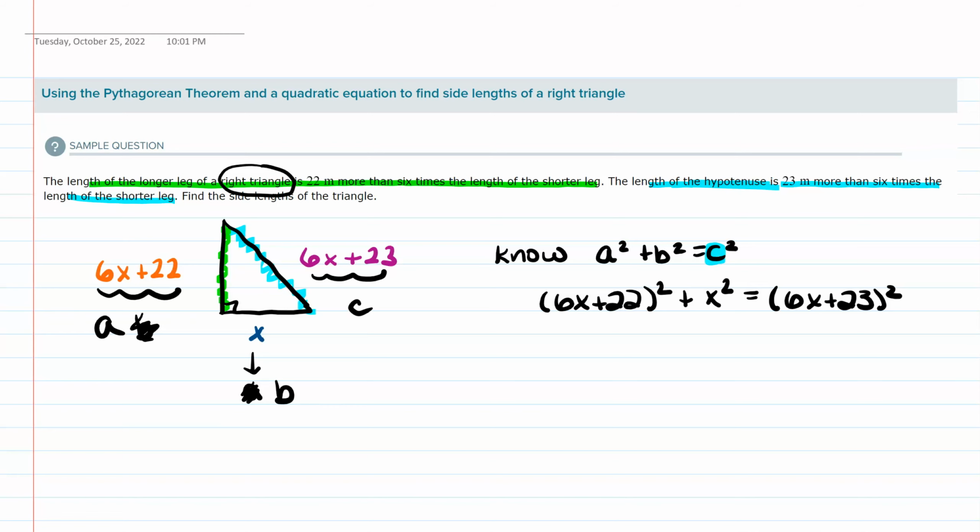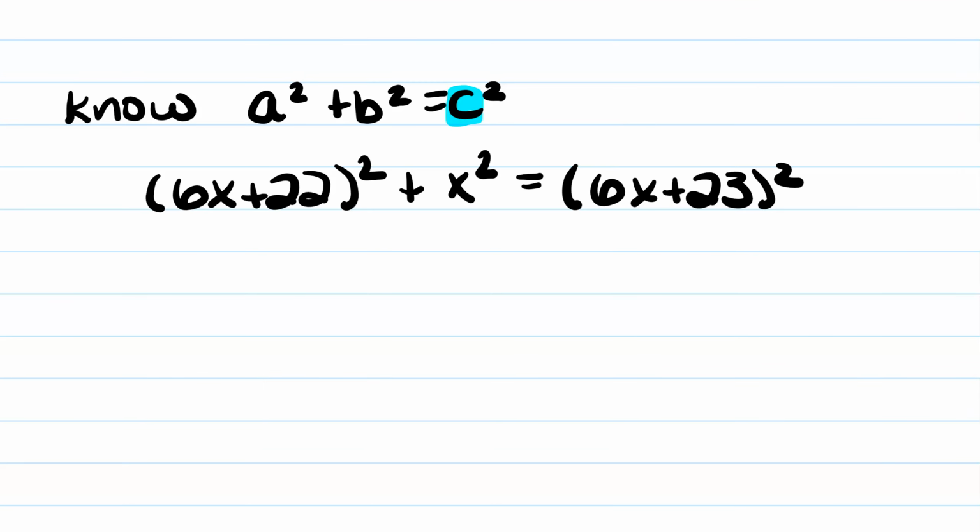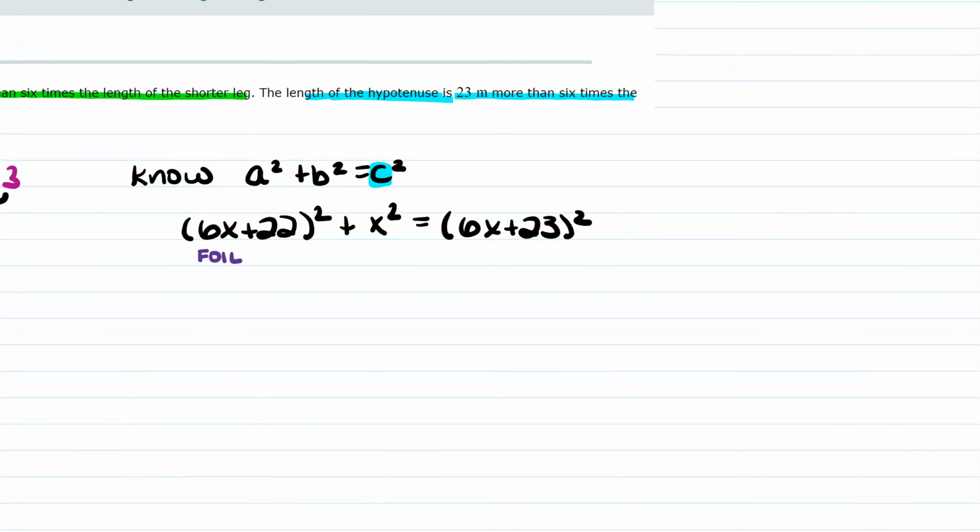All right, so now we have just one single equation and the only variable is x. So we're going to have to solve for x, but the problem is there's lots of squares and those are not our friends. So I'm going to do it off to the side: we need to FOIL this out. What does squared mean? It means times itself. So let's do 6x plus 22 times 6x plus 22.